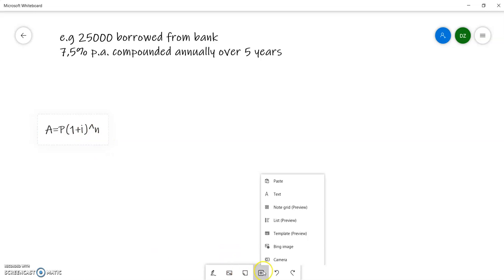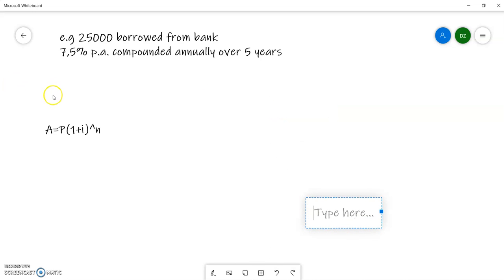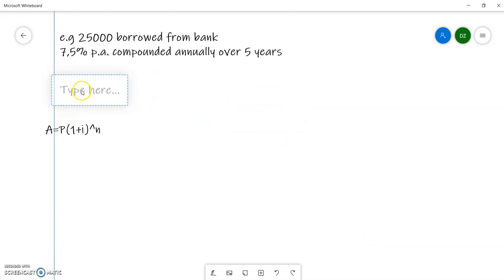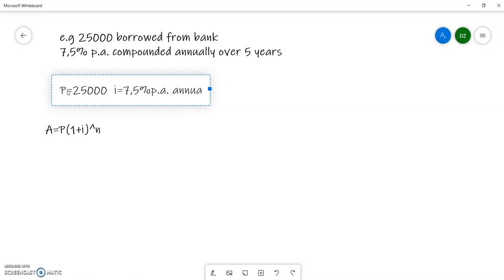So I'm going to go through my information again and identify what it is that I have. So I have a principal amount that I borrowed of 25,000 Rand. I have an interest rate that I agreed on of 7.5% per annum, compounded annually, okay, per annum annually. And for how long? Well, it was 5 years. So once again, the variable that's missing, the one that I don't have a value for, is my A amount.